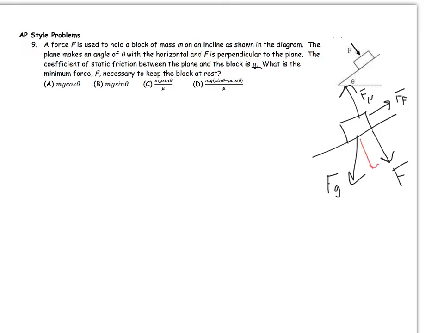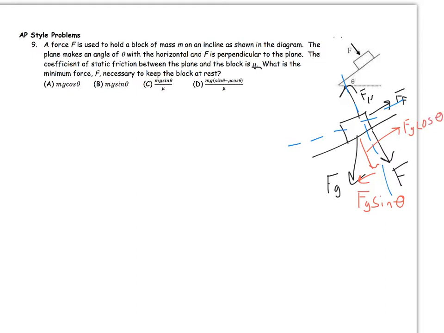Just like I always do, I'm going to tilt my axis here, so I'm going to have my x-axis parallel to the incline, y-axis perpendicular to it, and that means that gravity is going to have components. So my x component is going to be Fg sine of theta. My y component is going to be Fg cosine of theta, like it always is.